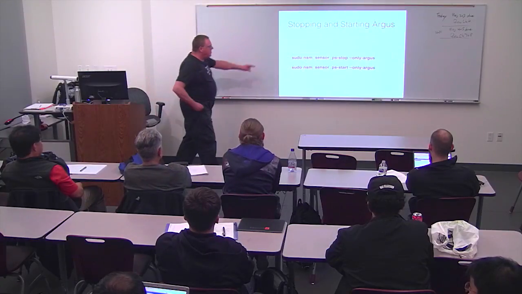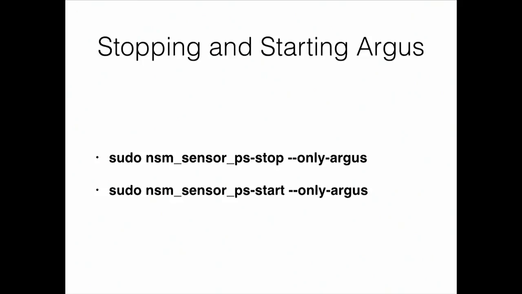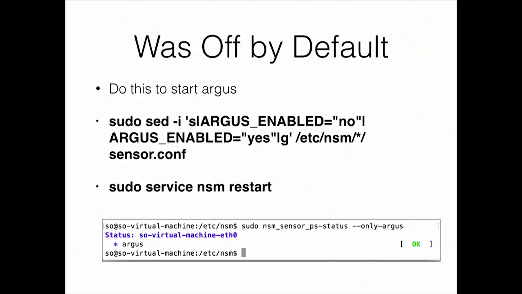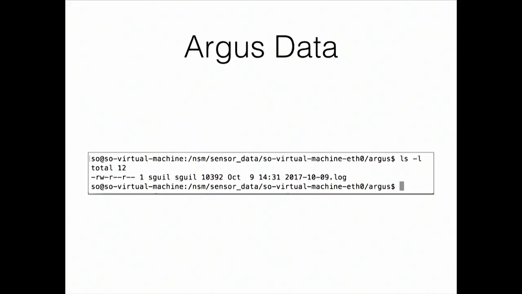Anyway, you can stop and start Argus this way if you like, with just that one entry, only with NSM sensor PS stop and start, or you can just restart them all with this sudo. And you can restart services and it will not mess up the files in progress. It'll just continue to append to the log files later. So it's pretty harmless to restart the services, although I would imagine it probably misses a few packets while that's happening.